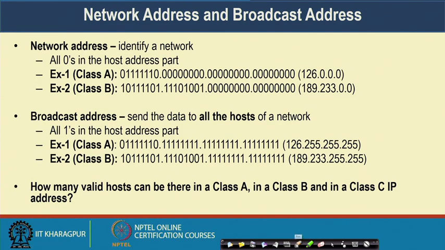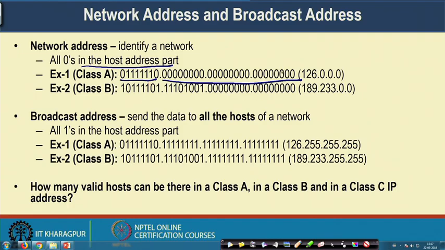Now, in every individual class of IP addresses, we have two special addresses. One we call the network address, and the second we call the broadcast address. The network address is the one where we have all zeros in the host address part, and it is used to uniquely identify a network. A class A network is identified by all zeros in the host part. So in class A, you will have 24 zeros in the host part, and you will have the 8 bits at the network part with this initial reserved 0.